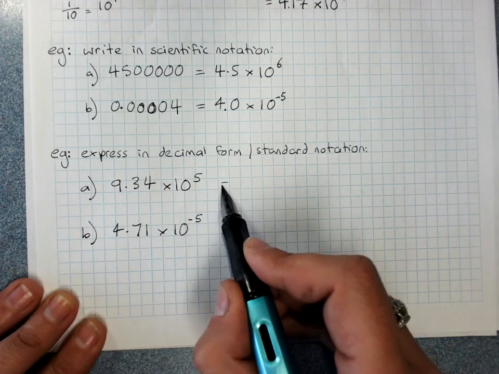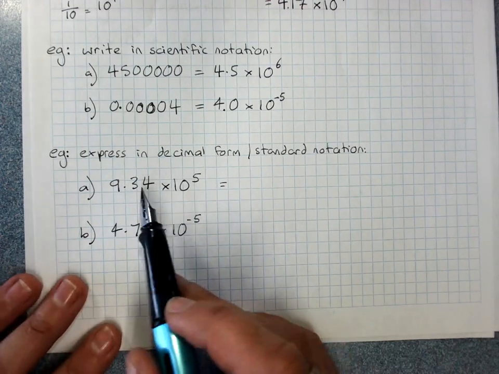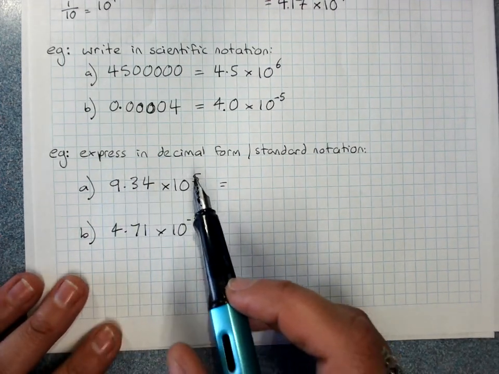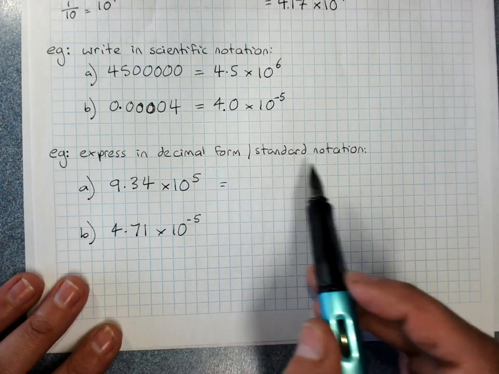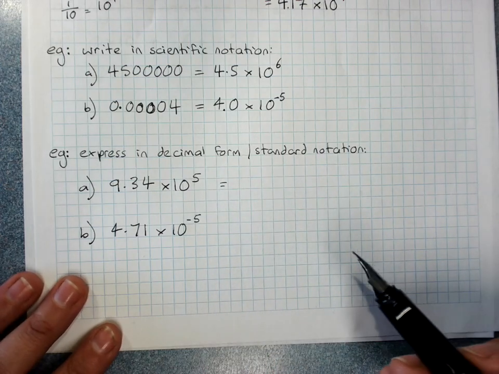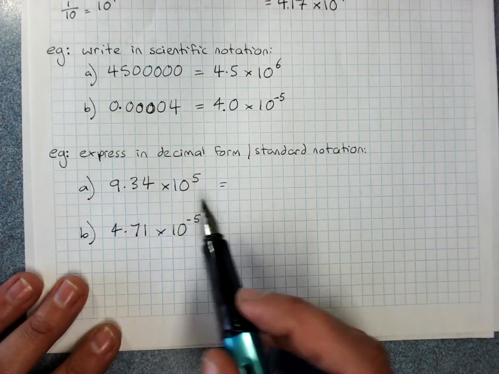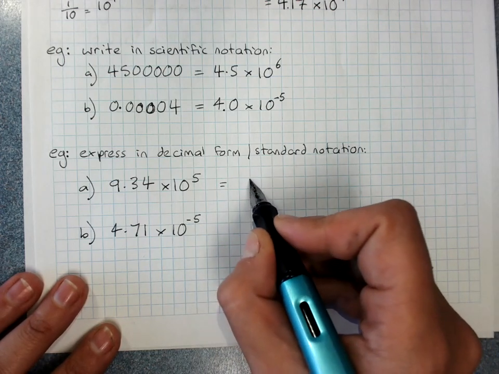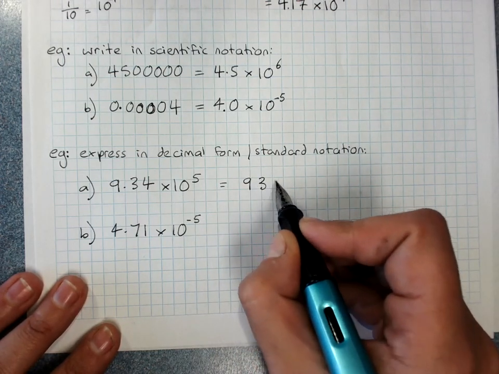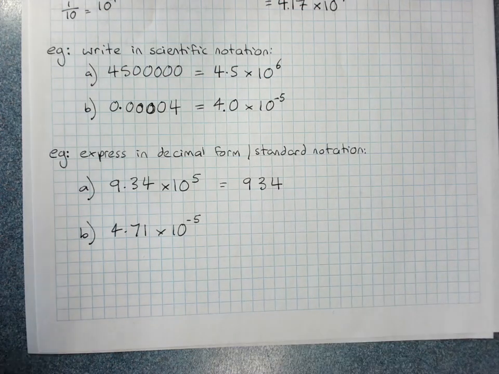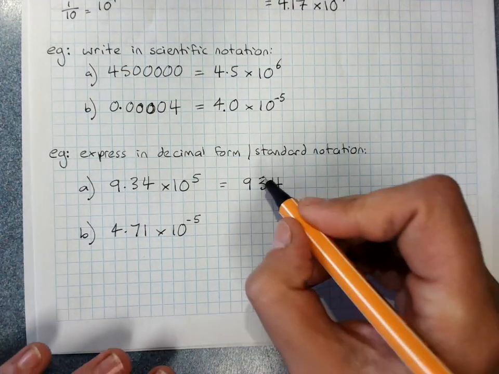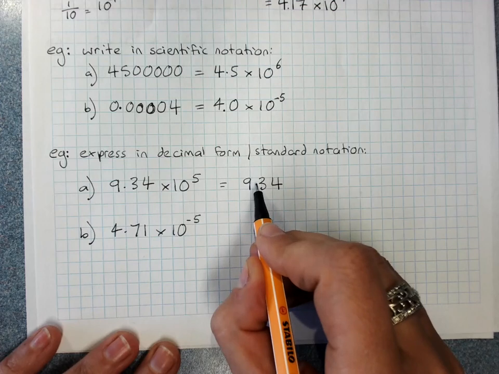A question might ask you to take it out of scientific notation and into either what they call decimal form or standard notation. Just get it back to a decimal or a whole number, basically. So you write your digits that you have. Now you can draw this in if you want. The decimal point was here.